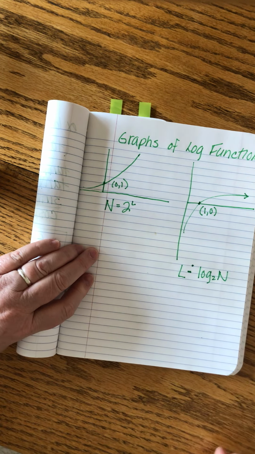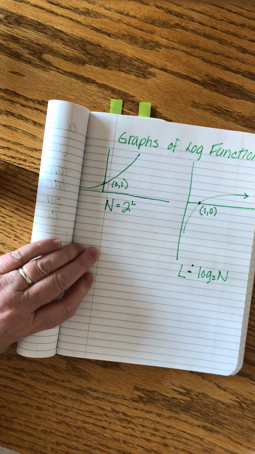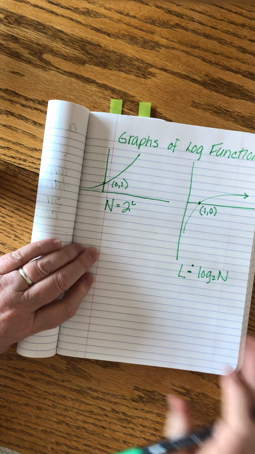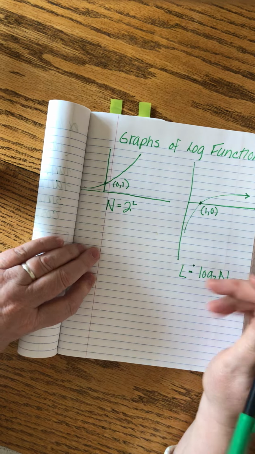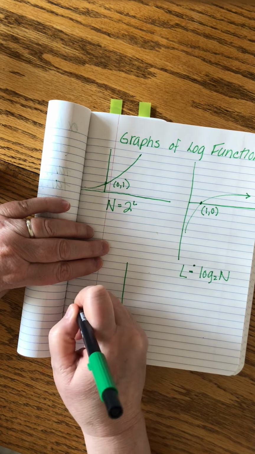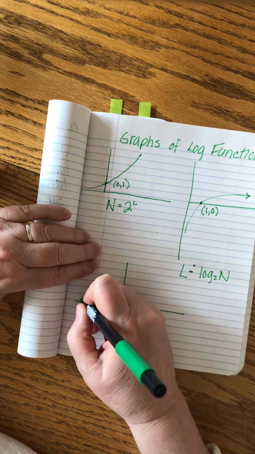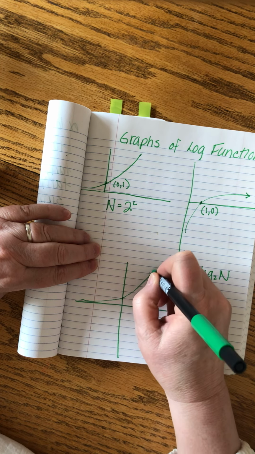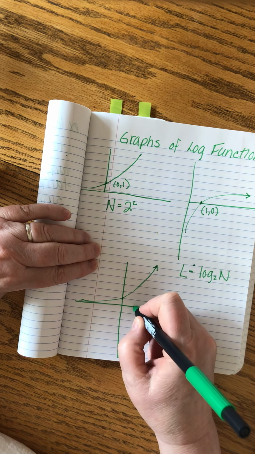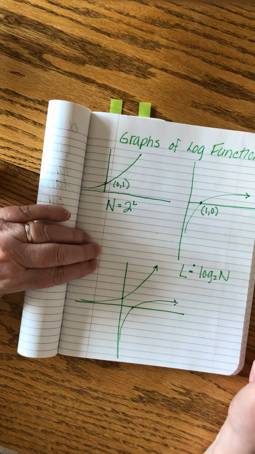We're just using a base of 2 for these, right? Now, what I want to talk about is what happens if we put these equations on the same quadrant. So I'm going to draw that here. This one goes like that. This one goes like that. And I'm just eyeballing these.